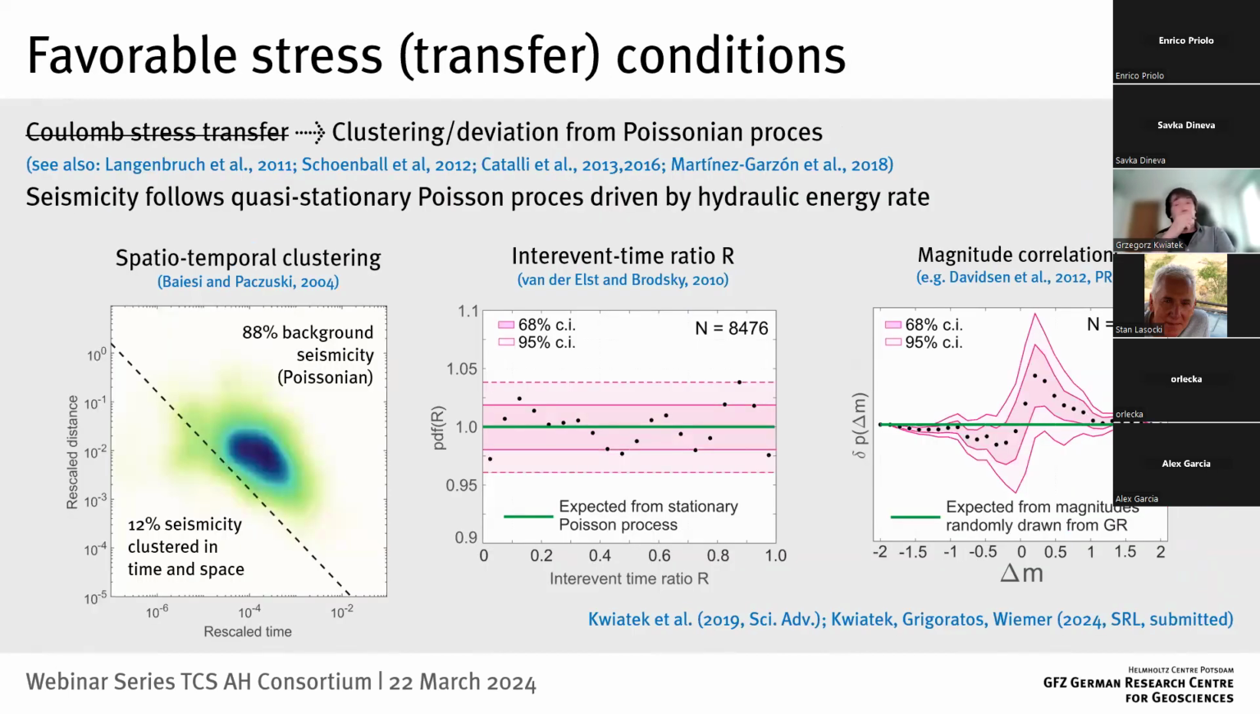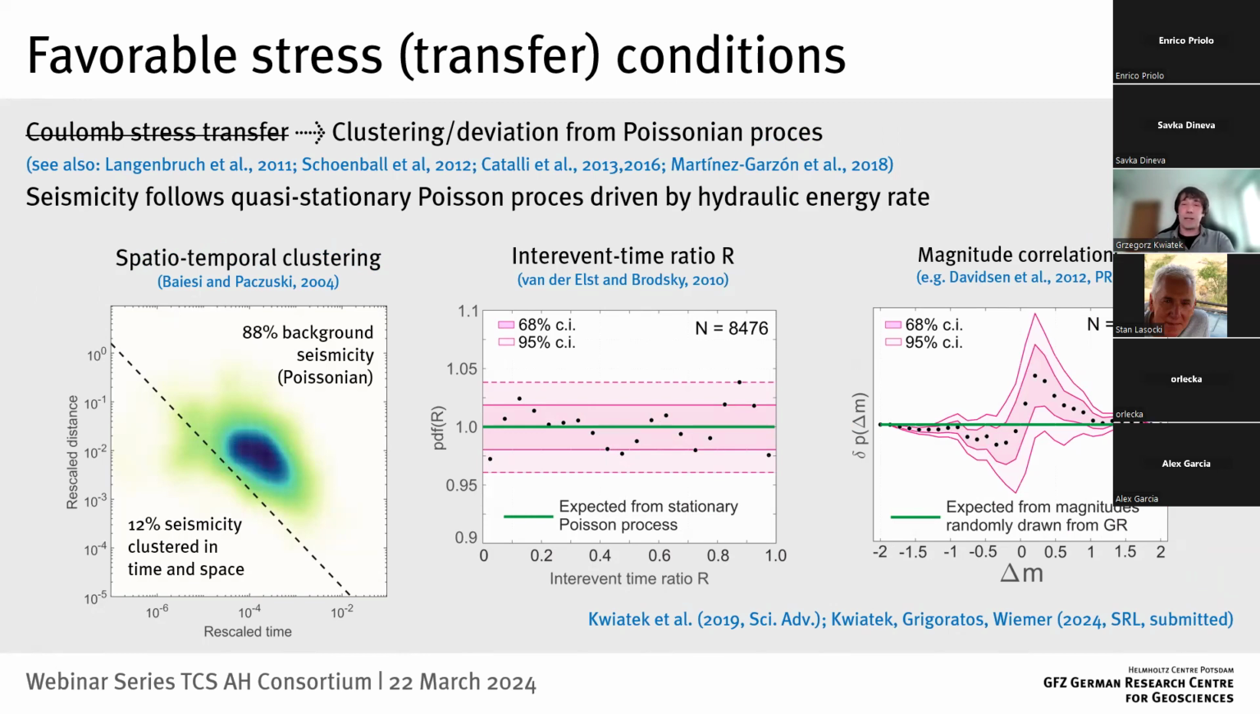And the last ingredient for the stability is lack of significant stress transfer. This analysis can be performed with the classical techniques, namely Coulomb stress transfer, but we actually faced a lot of difficulties to apply that, simply because uncertainties in location and focal mechanisms prohibited us from making some kind of inference from that analysis.